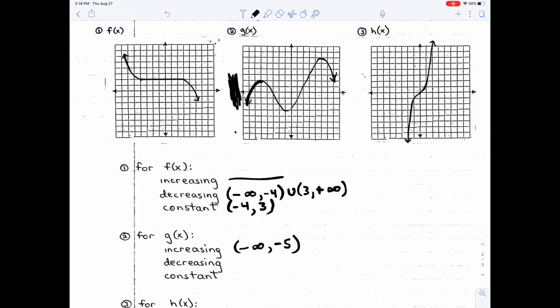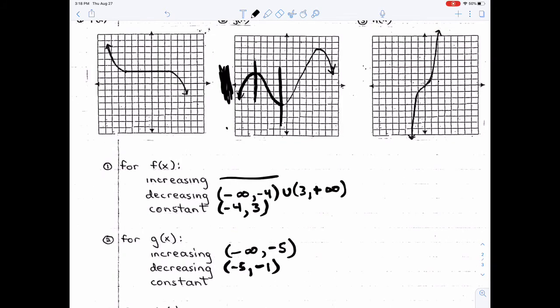Okay, then what happens at negative 5? Now the graph is going down. But where does it go down to? Remember, you're looking at the x value. It goes down. It doesn't go down to negative 3. Okay? So it's going to go from negative 5 to an x value of negative 1. And then what's the graph doing? Starting up again at negative 1, the graph's going to go up.